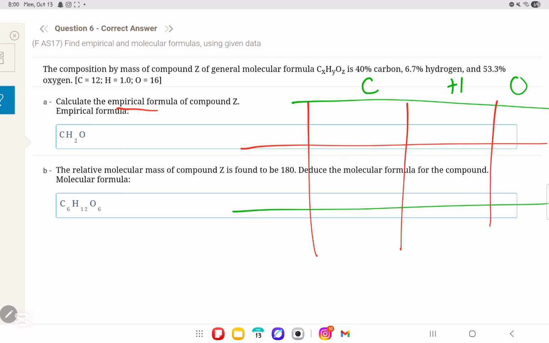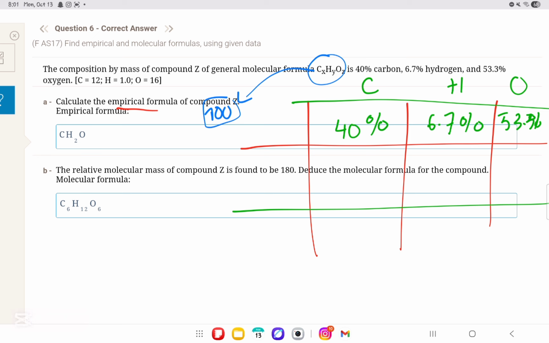We first start by writing their percentages. What's their percentage? 40%, 6.7%, and 53.3%. Let us assume that we took the mass of the compound to be 100. If that's the scenario, then that means the mass of carbon in the compound is 40, right? Because if the total mass of the compound is 100, then the mass of carbon would be 40, mass of hydrogen would be 6.7, and mass of oxygen would be 53.3.